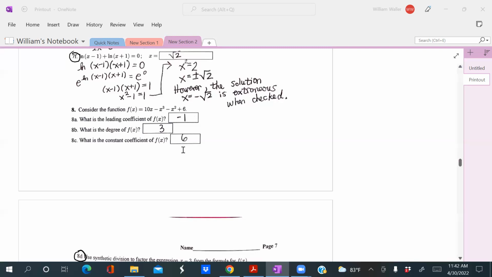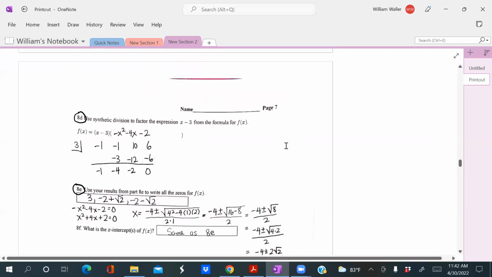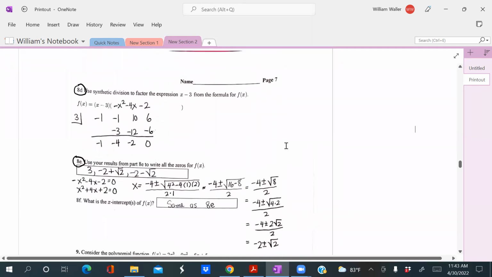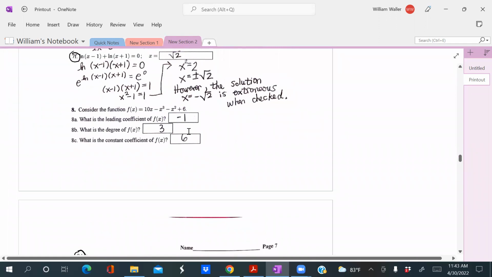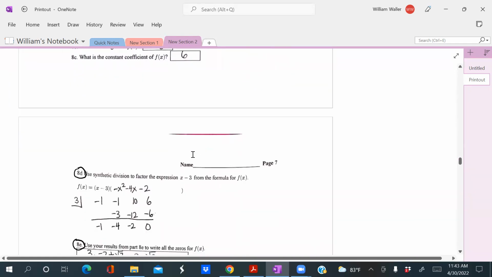All right, so now let's look at the key thing that we want to discover about polynomials, right? Which is their zeros, or their x-intercepts. So in part D, it says use synthetic division to factor the expression x minus 3 from the formula for f of x, right? So we can see that formula for f of x, and we want to factor out x minus 3. So that means we use synthetic division with 3.